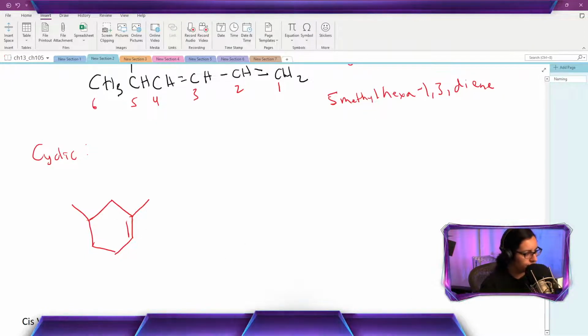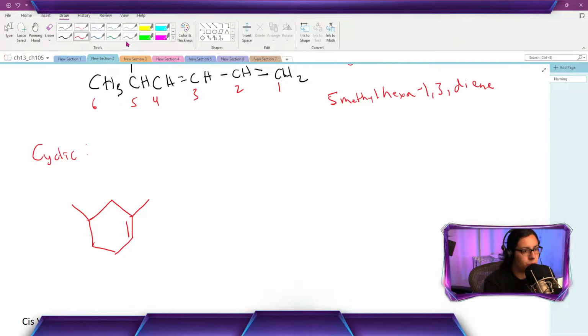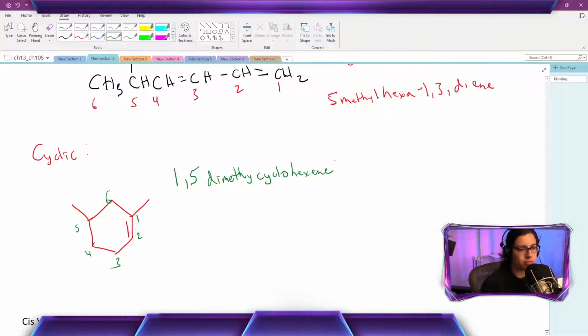So we can assign our priorities again. So we have to decide, are we going to go 1, 2, 3, 4, 5, 6? Well, then that gives us low priority to this double bond. So instead, we want to go 1, 2, 3, 4, 5, 6. And so now this is going to be 1,5-dimethyl. So we have 2 methyl groups. And then cyclo. So we have 6. So cyclohexene.